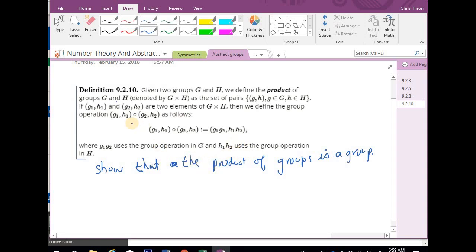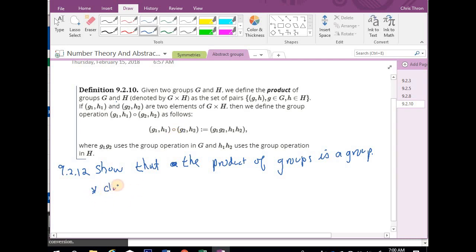Okay, so let me say a little bit about 9.2.12. Here we have a definition of the product of groups, and we want to show that the product of groups is in fact a group. So what does this definition say? It defines the element of a product of groups, which is a pair of group elements. The first element in the pair is from the first group. The second element of the pair is from the second group. And it also defines the operation. So you need to show the four things again.